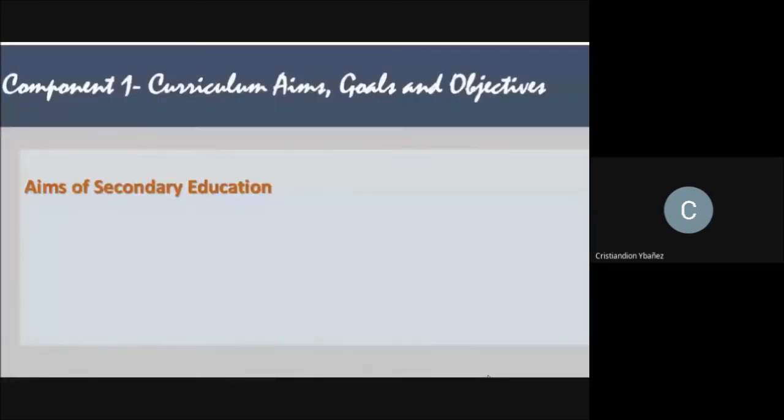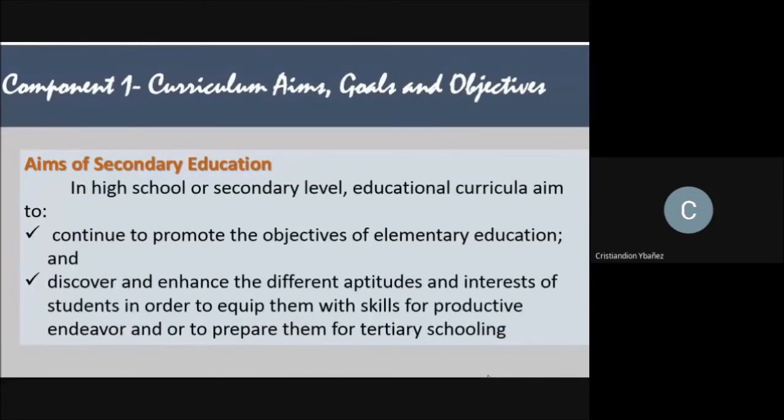First component of the curriculum, which is the curriculum aims, goals, and objectives. A formal curriculum is embedded in a formal institution called school. Schools are established institutions which are either run by the government or a private sector. All right. The Philippine education system is divided into three educational levels. We have primary, secondary, and tertiary levels.